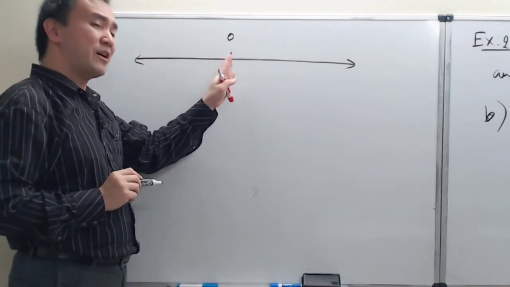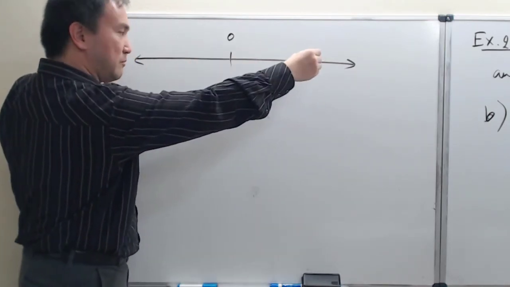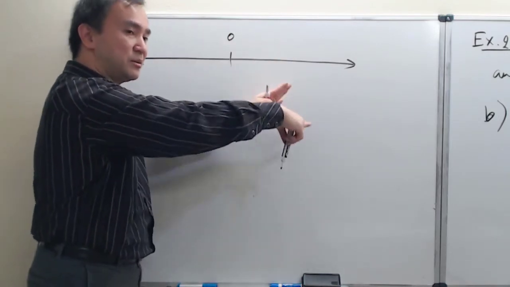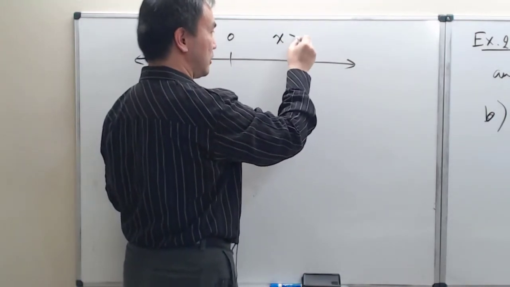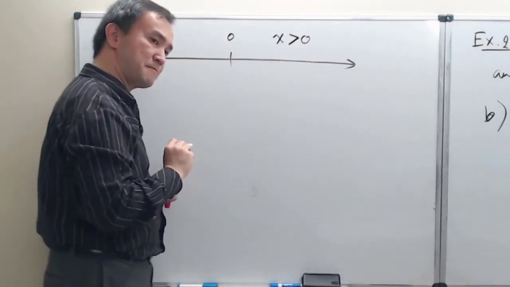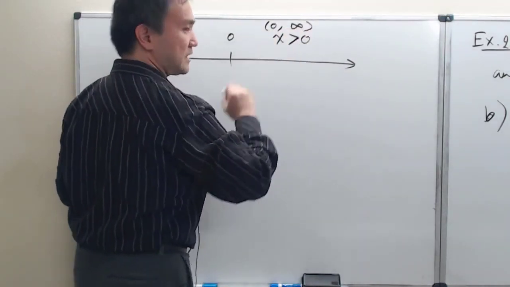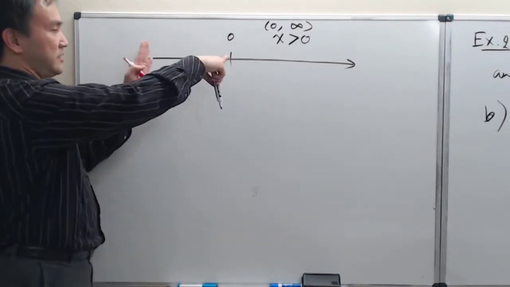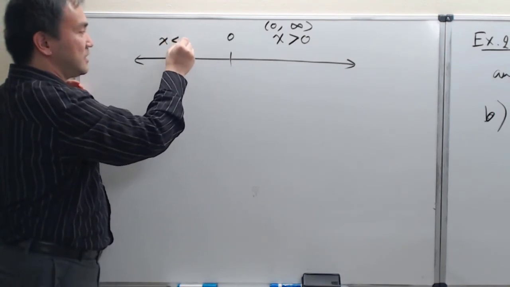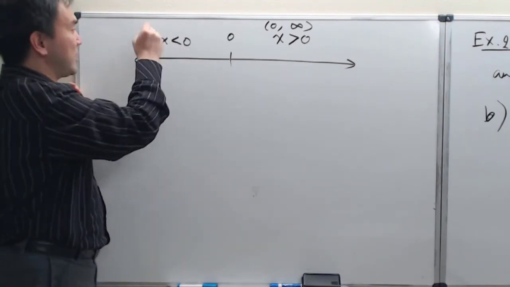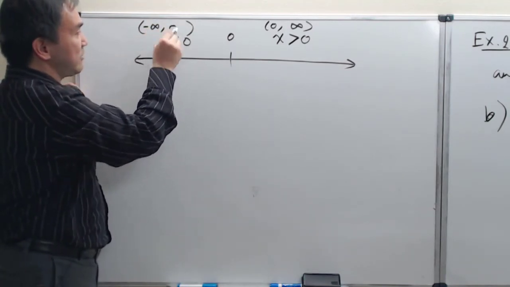And so if this is 0, then it breaks our entire line of real numbers into two separate zones, two separate intervals. The interval to the right-hand side is for those values of x greater than 0, or in interval notation, 0 to positive infinity. And this zone here is the interval for those values of x less than 0, or being negative, or in interval notation, minus infinity to 0.